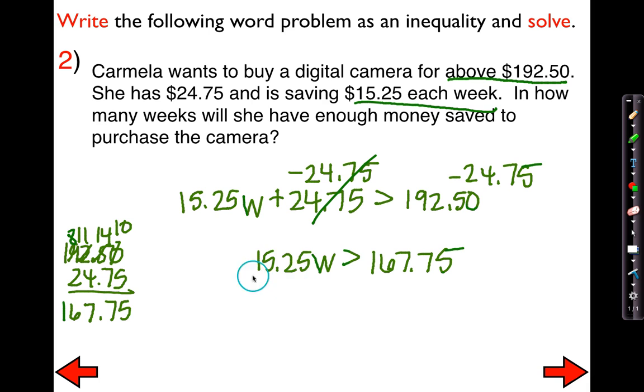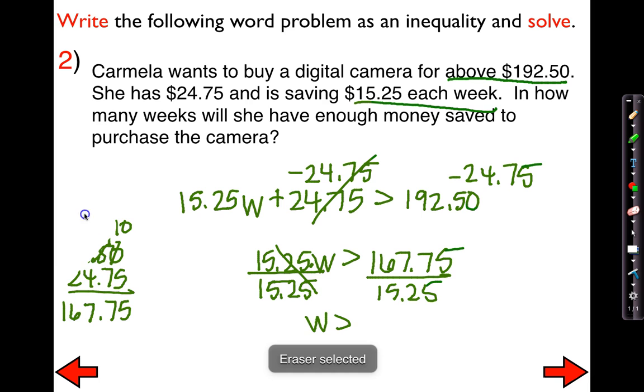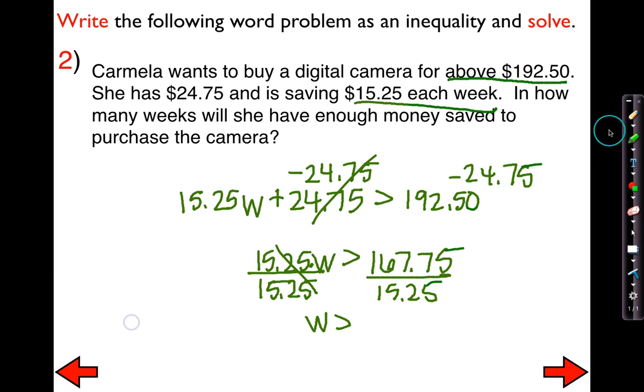We're not done though. We're going to have to get rid of this coefficient here. So since it means $15.25 times W, the inverse is going to be to divide both sides by $15.25. And then we're going to get W is greater than. Once again, notice my inequality symbol did not switch. Why is that? Because I wasn't dividing both sides by a negative number. Okay, so now that I have that, let's go ahead and do some more side work to figure out what this is going to become.